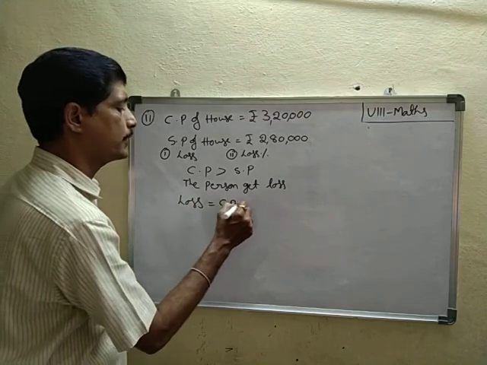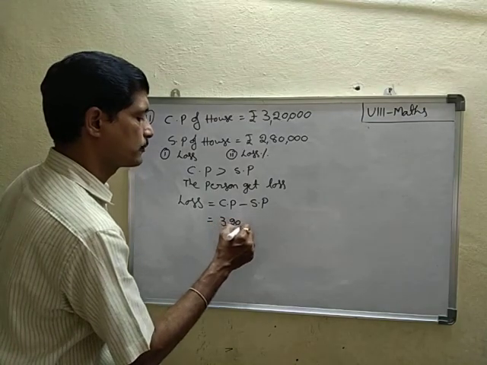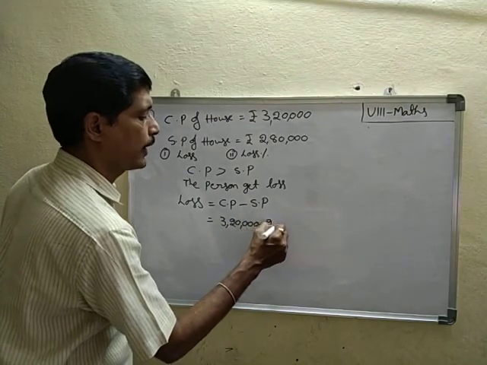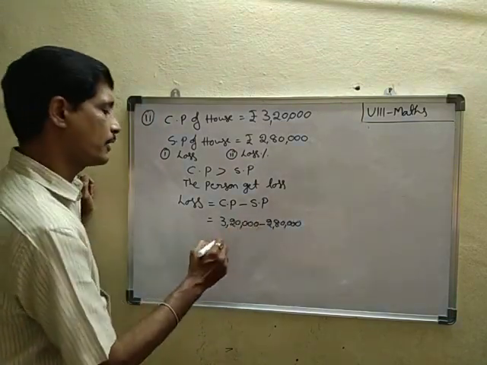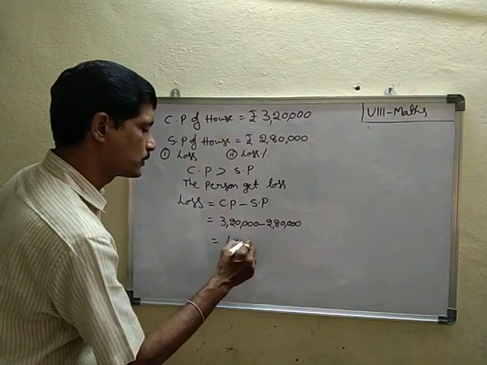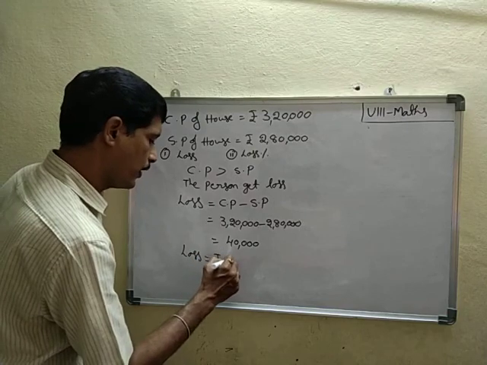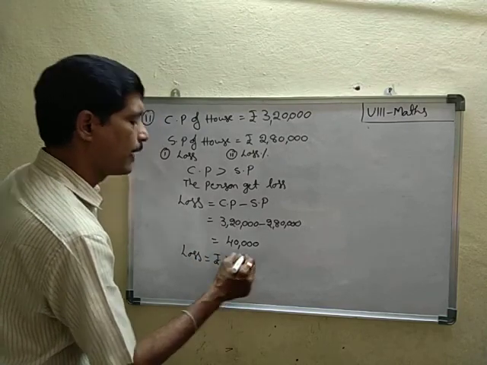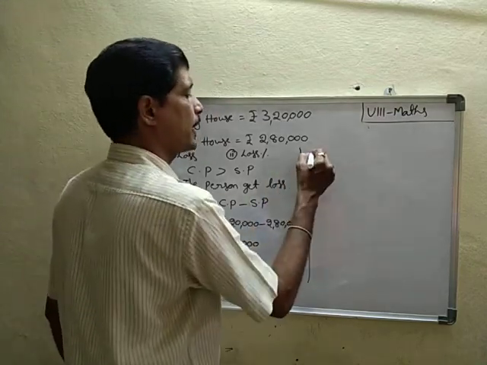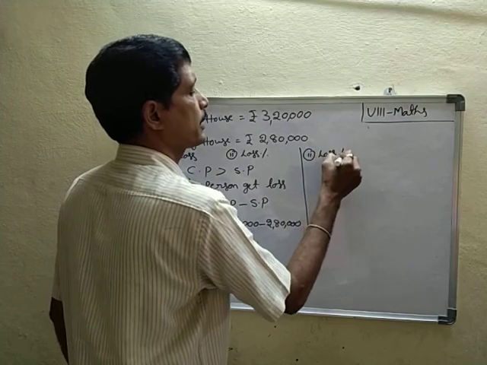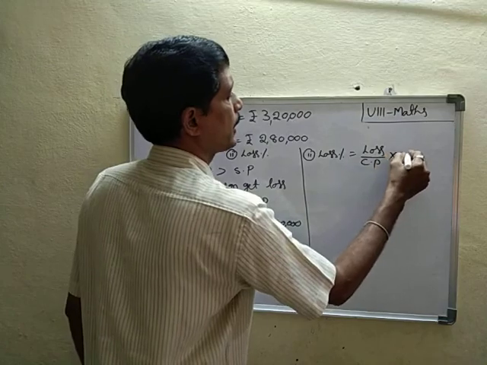Therefore, loss equals CP minus SP. CP is 3,20,000 minus 2,80,000, which equals 40,000 rupees. Therefore, loss equals 40,000 rupees. The person gets a loss of 40,000 rupees. Now the second one, loss percentage. Loss percentage equals loss by CP into 100.